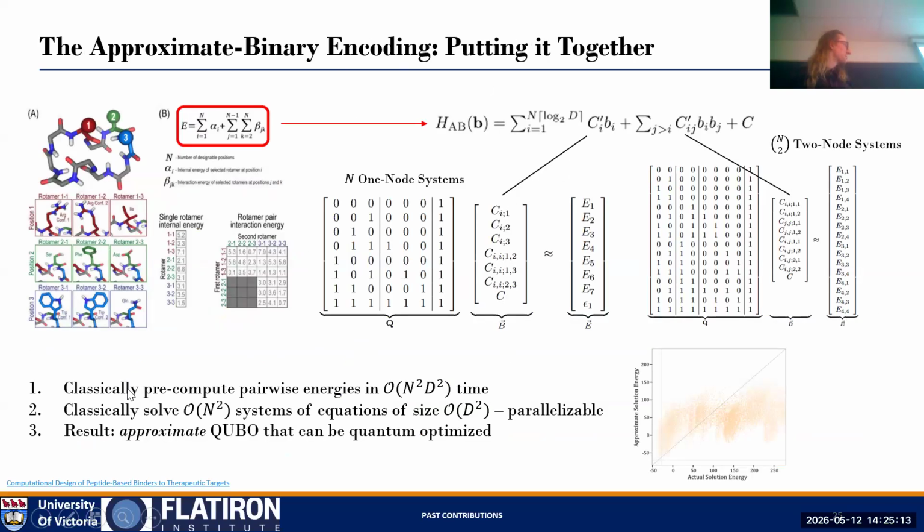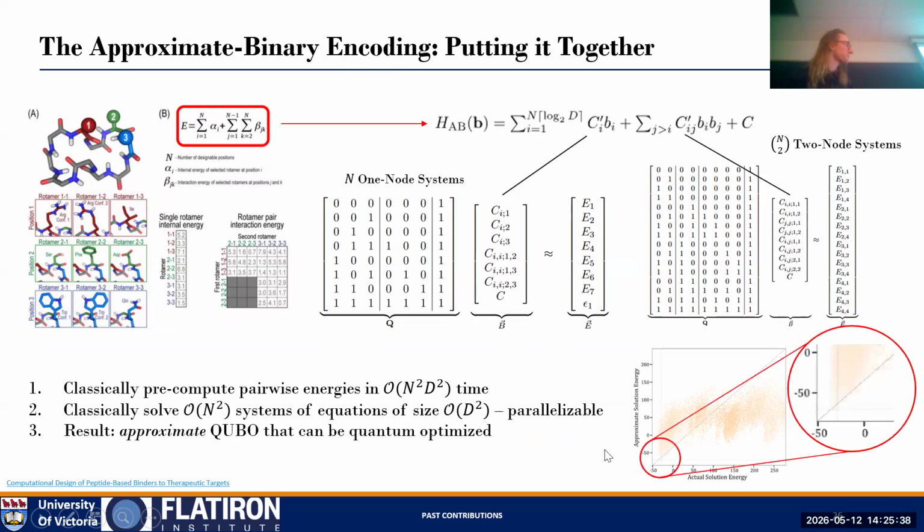Putting it together, we start with our cost tables of the cost function network. These are pre-computed and they need to be pre-computed even if you're doing classical optimization. So there's no overhead with that step. Then we classically solve n-squared systems of equations, which are each of size root d squared. That step is parallelizable. And then we get an approximate QUBO that can be quantum optimized.